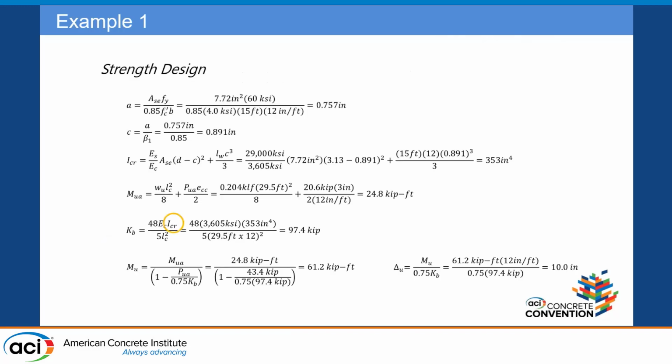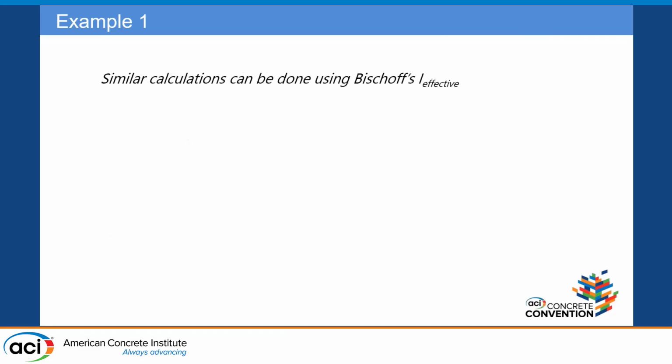So strength design. These are the strength design equations that come out of this. Calculate our stiffness of the panel based on a cracked moment. We get 61.2 kip-feet of moment, and we get a deflection of 10 inches, which is large, but again, this is the extreme event. This is the outside bounds for the strength design.